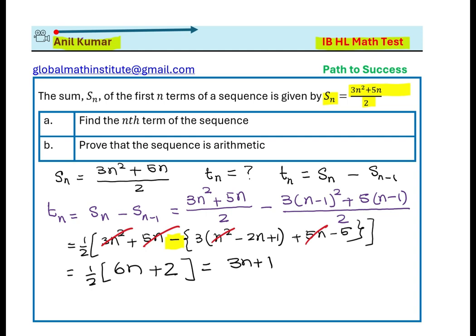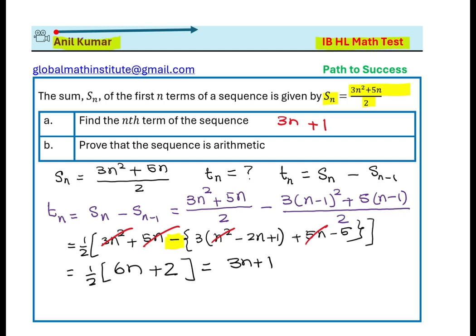Correct? The number minus 5, and here we get plus 3. So minus 2, but minus outside makes it plus 2. So we get the nth term as 3n plus 1. So that's our answer for part 1, which is 3n plus 1. That is your nth term.